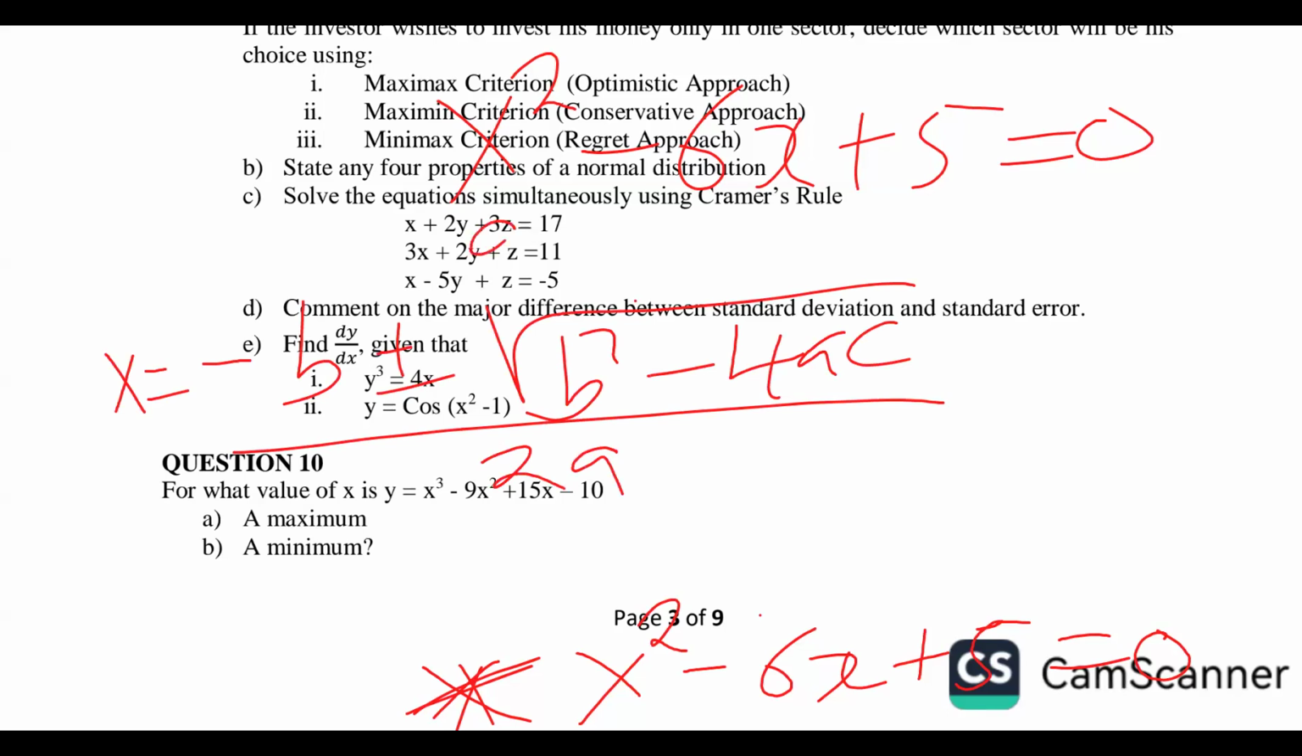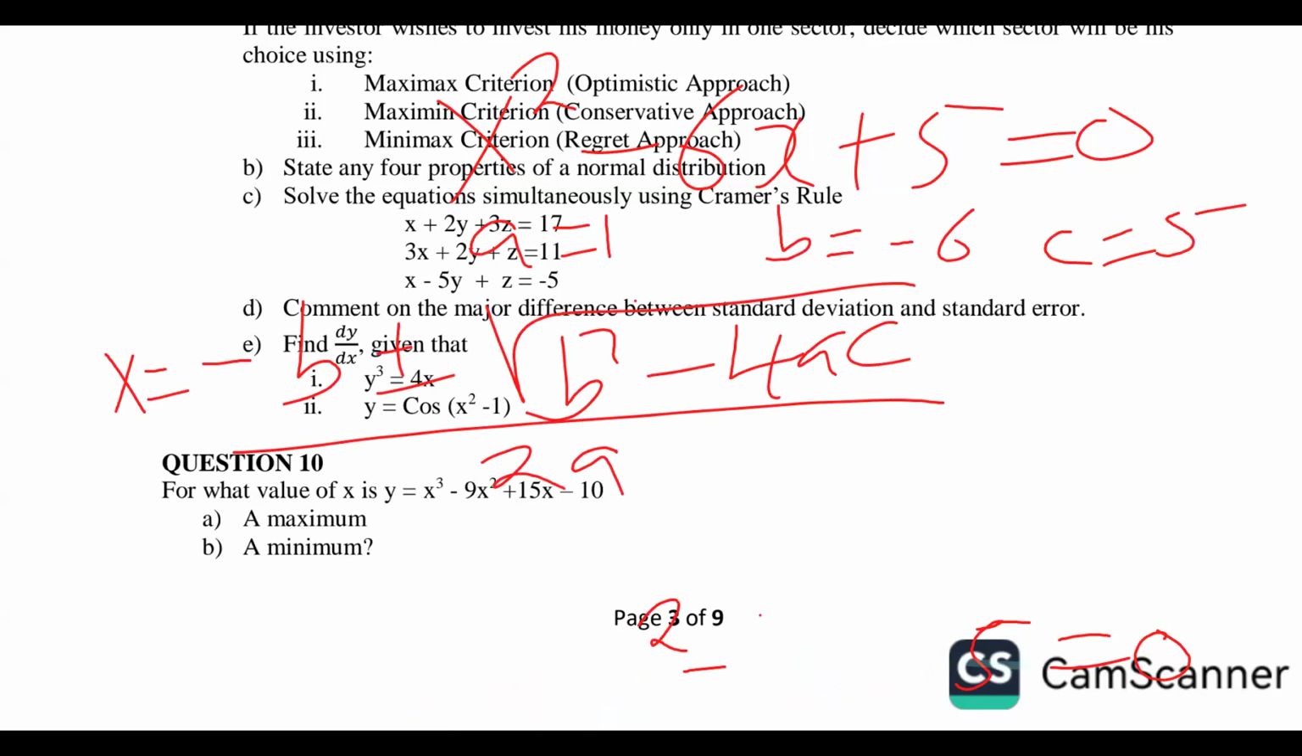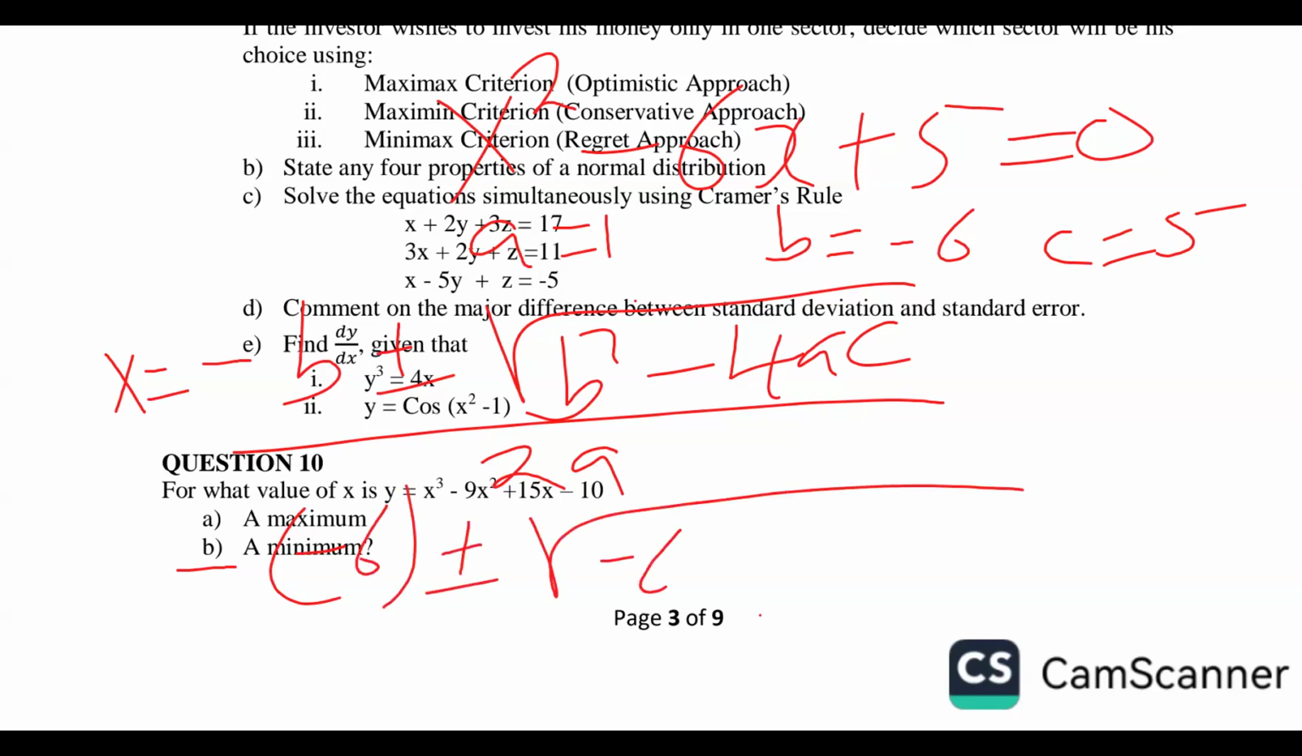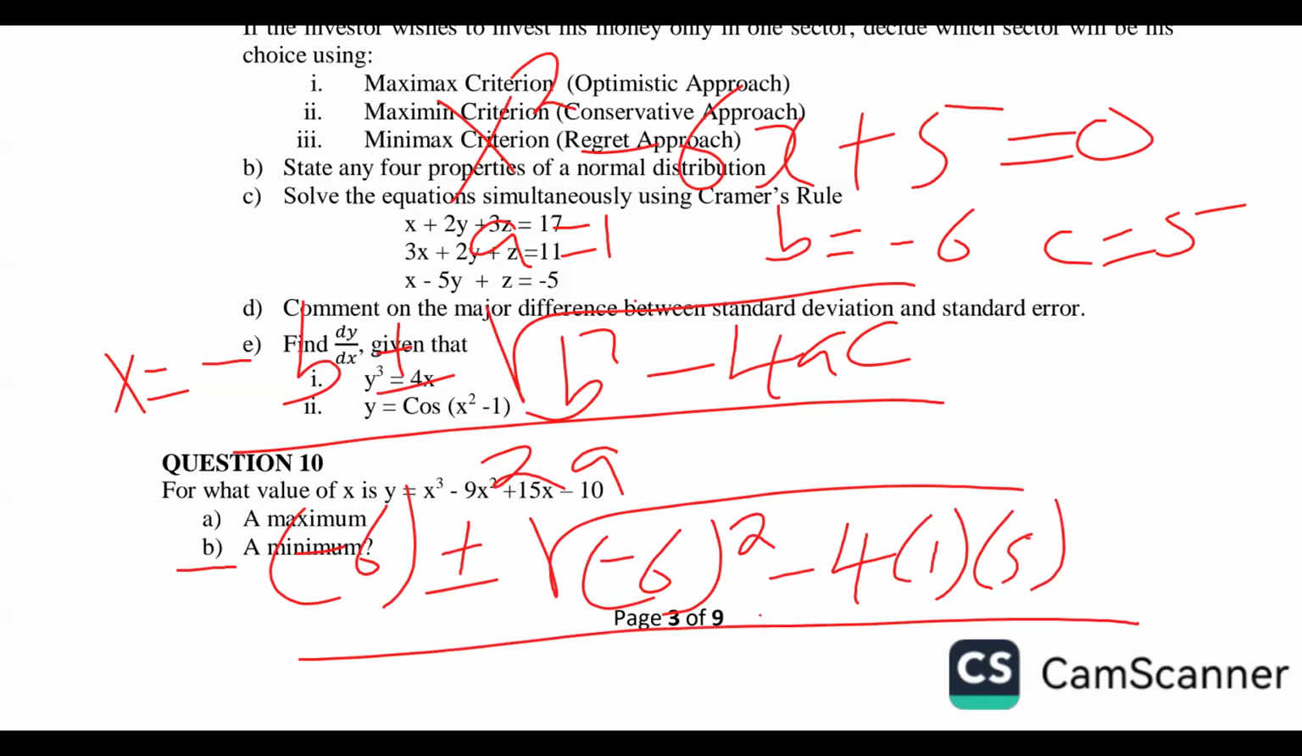And what is the value of a from this function? 1. The value of b is negative 6. And the value of c is 5. Then you substitute. Negative b is negative (negative 6) plus or minus the root of negative 6, in parentheses, squared, minus 4 times 1 times 5, because we are just putting these numbers into the formula, all divided by 2 times 1.